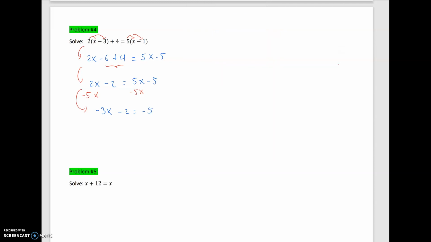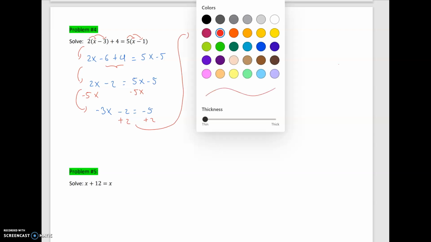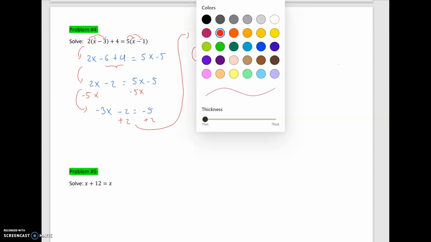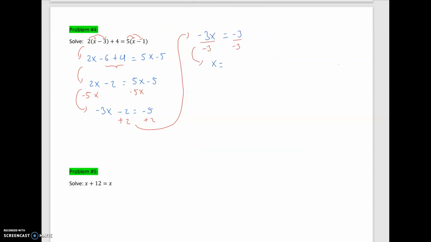So at this point, let me add 2 to both sides. And on the left-hand side, we still have the negative 3x. This is equal to, on the right-hand side, negative 3. Now, our last step to isolate the variable is to technically undo the multiplication by carrying out a division, and we're going to divide by negative 3. So we're looking at x is equal to negative 3 divided by negative 3, or positive 1. In this case, x is equal to 1.